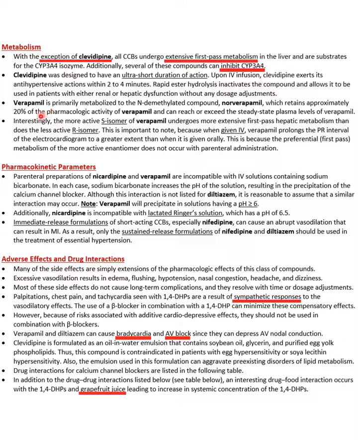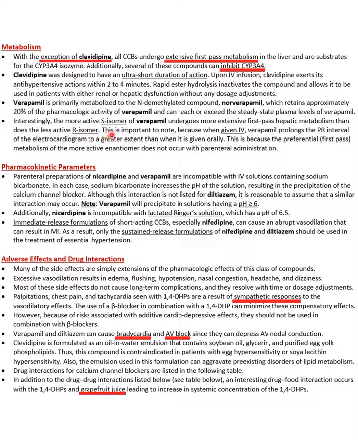The next is verapamil. When it's metabolized by N-demethylation, which is an oxidation process, it will result in norverapamil. And by the way, anytime you see nor, it means there is no CH3. So you remove the CH3 and you have norverapamil, which is actually an active metabolite. And it could actually exceed the plasma concentration level of the verapamil. So you have two active products, the verapamil and its metabolite.